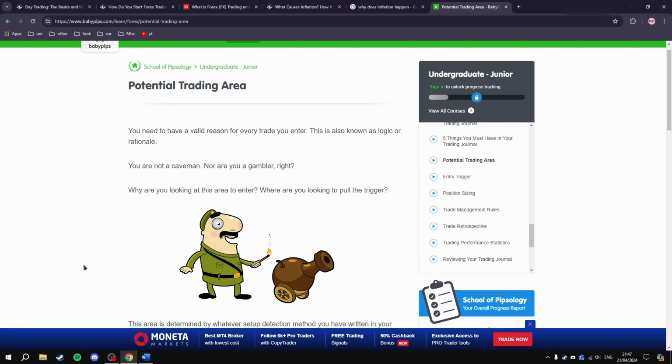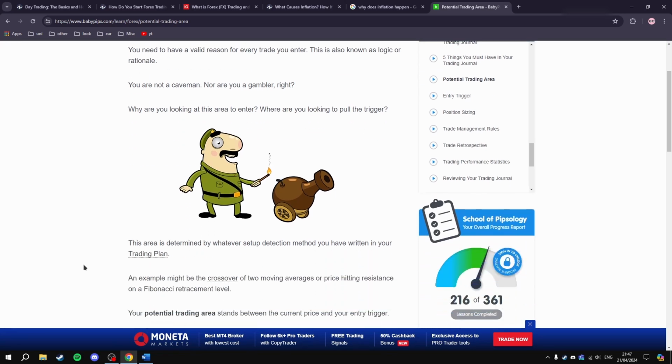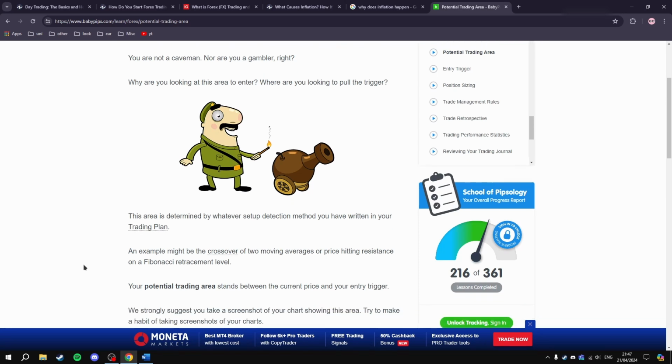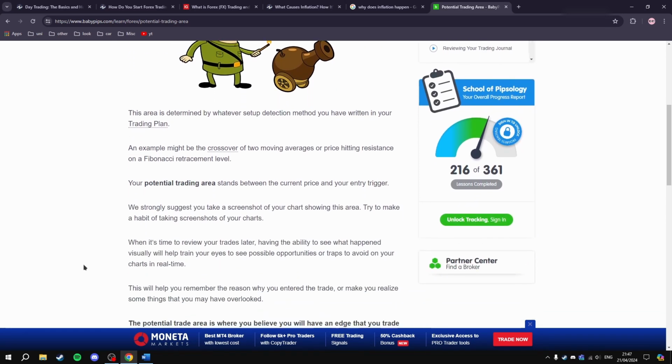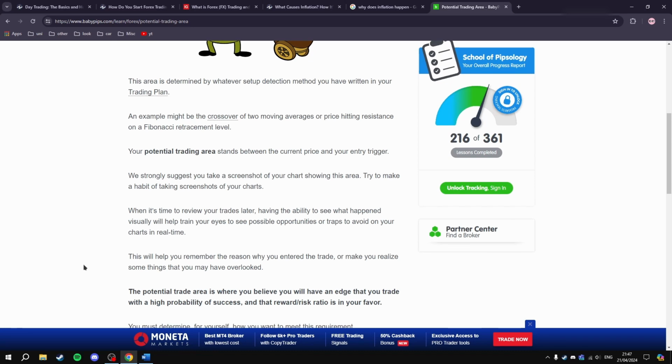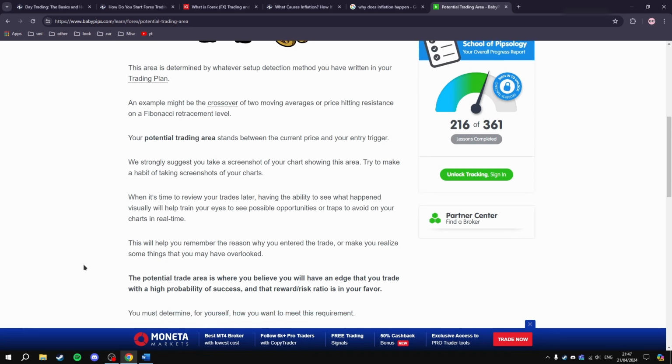You are not a caveman, nor are you a gambler, right? Why are you looking at this area to enter? Where are you looking to pull the trigger? This plan is determined by whatever setup detection method you have written in your trading plan. An example might be the crossover of 2 moving averages or price hitting resistance on a Fibonacci retracement level. Your potential trading area stands between the current price and your entry trigger.